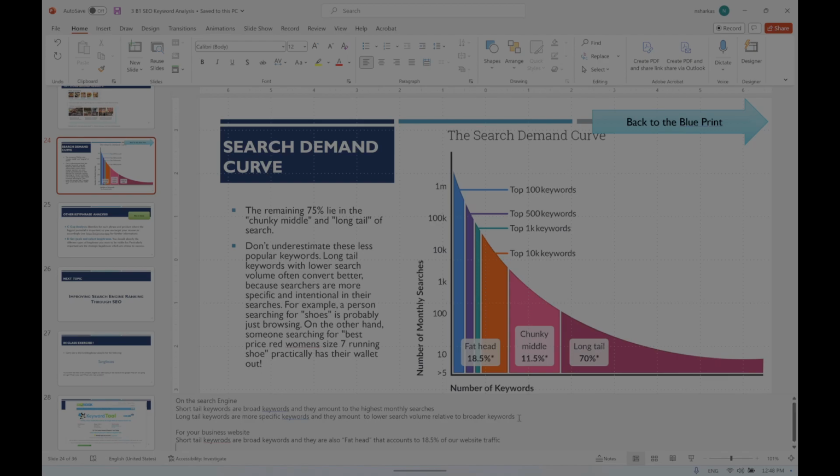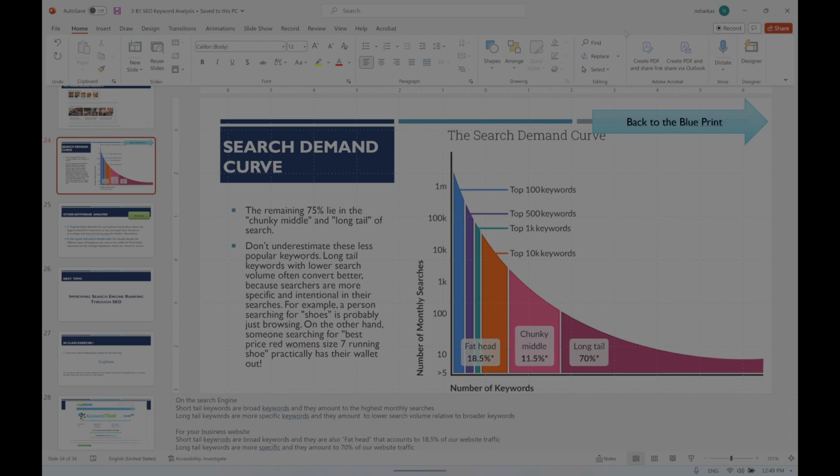Do you see that? While long tail keywords are more specific, they amount to 70% of our website traffic. Do you see that? And the rest are responsible for the remaining percentage. Do you see what we're talking about here?